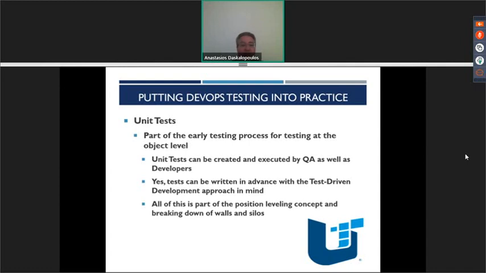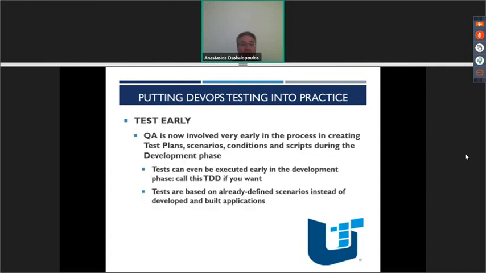And all of this, again, is part of the position leveling concept and breaking down of walls and silos. Yes, test early. QA is now involved. It also depends on your company. I'm actually still fighting for this.